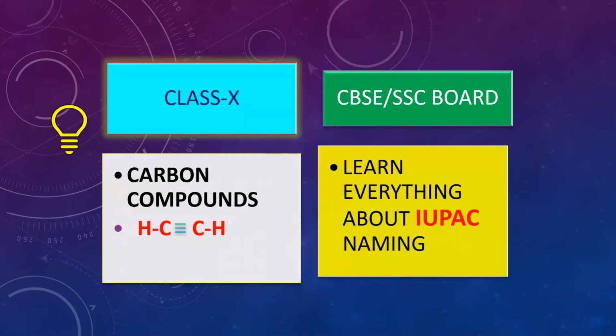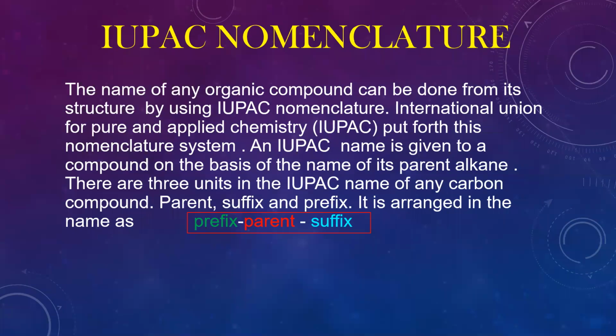Welcome back, students. Today we are going to study about carbon compounds, IUPAC name. IUPAC nomenclature. The name of any organic compound can be done from its structure by using IUPAC nomenclature. International Union for Pure and Applied Chemistry, that is IUPAC, put forth this nomenclature system. An IUPAC name is given to a compound on the basis of the name of its parent alkane.